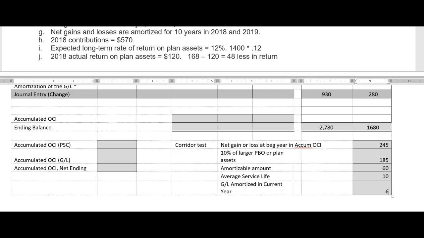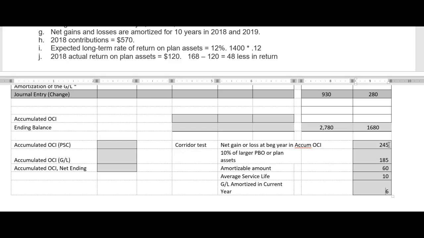So again, for the corridor test, you take the net gain or loss at the beginning of the year. You take the 10% of the larger PBO or plan assets, which in this case was the PBO, so 10% of the 1850 was 185. If and only if the net gain or the balance there is higher than the 10%, you get an amortizable amount. You divide that amount by 10, and then you come up with the 6, okay?